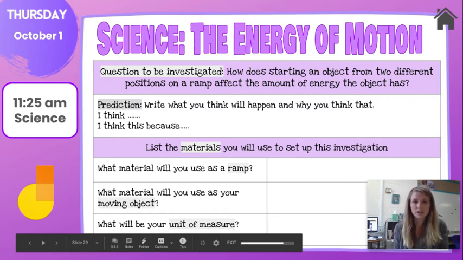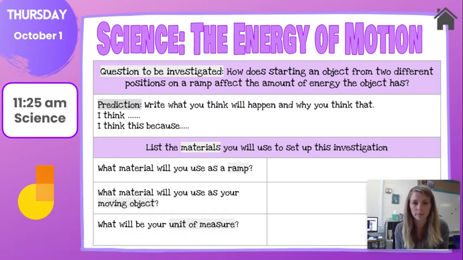So our question that we are investigating is, how does starting an object from two different positions on a ramp affect the amount of energy that the object has? So that's what we are investigating.